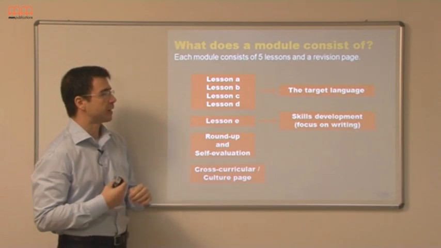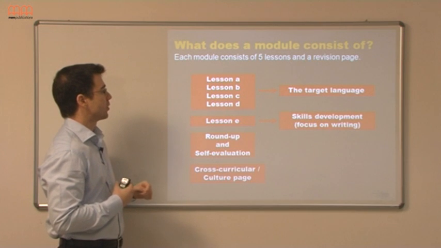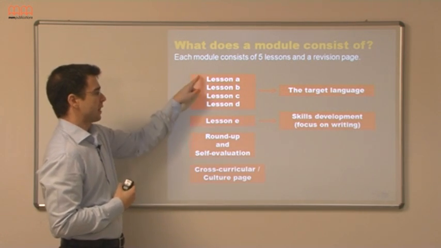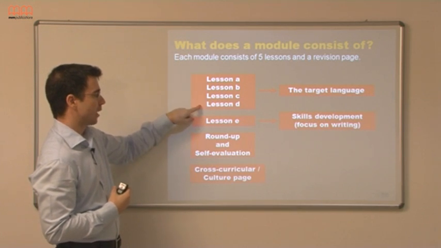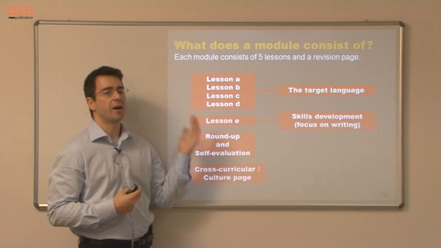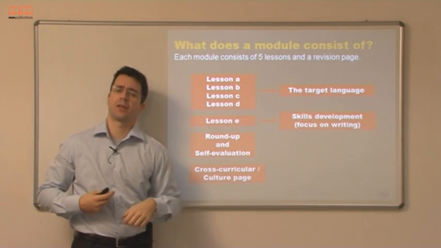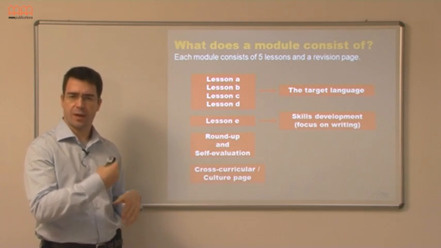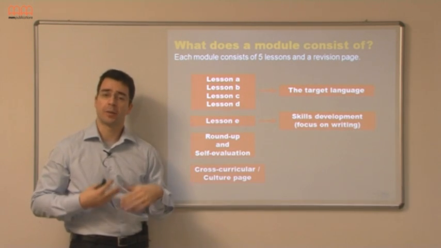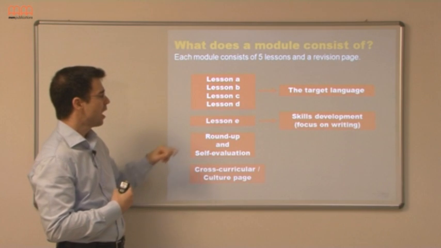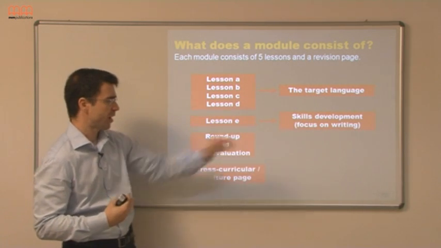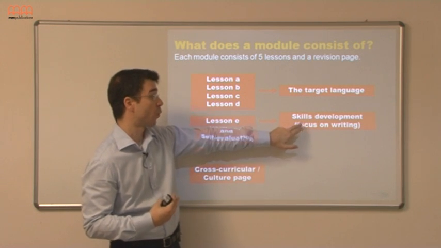Now, in Full Blast, every module contains 5 lessons. In lessons A to D, the first 4 lessons, what we do is we present the target language. In other words, the new grammar, the functions, the vocabulary, as well as giving students an opportunity to practice the 4 skills. Lesson E is more of a skills development lesson, and it also focuses a lot on the writing skill.